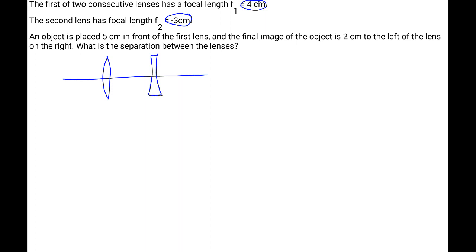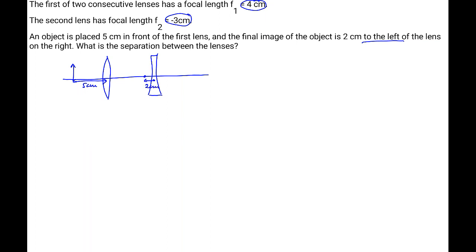Now, we are also told that an object is placed 5 centimeters in front of the first lens. So this here is 5 centimeters. And then we're told that the image of the object is 2 centimeters to the left of the lens on the right. So 2 centimeters to the left, the final image is going to be somewhere here. This is 2 centimeters.